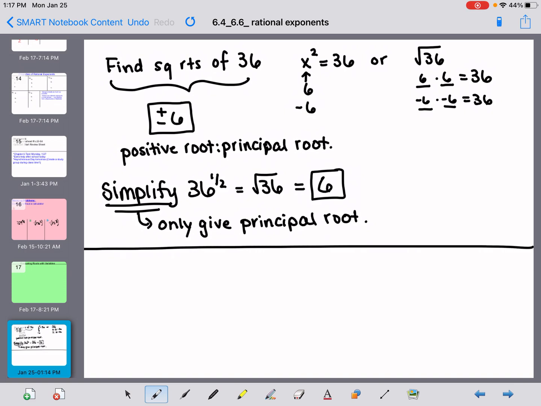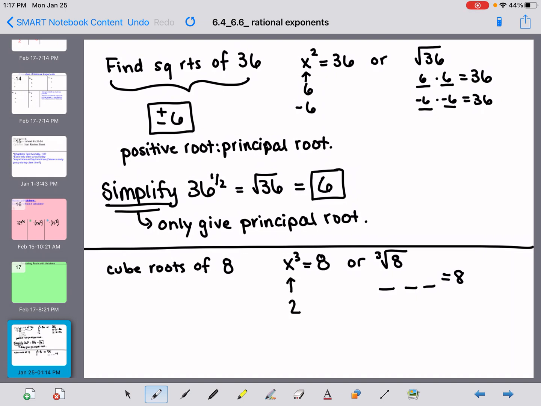Now, let's say I asked you to find the cube roots of 8, right? So again, in your head, you could think x to the third equals 8, or you could think cube root of 8 and think, okay, what three numbers multiply to make 8? Either way, you're thinking 2, right? Negative 2 does not work because negative 2 times negative 2 times negative 2 would get you negative 8, and that's not what we're looking for. So the answer here is 2.